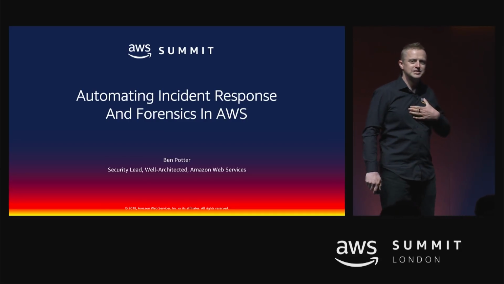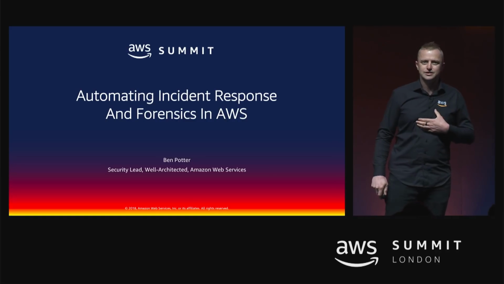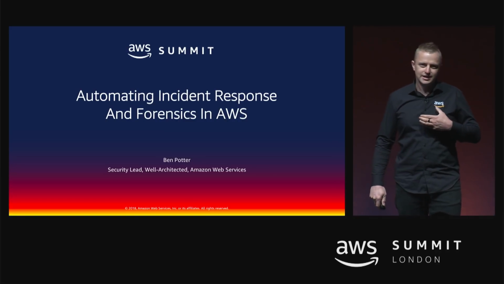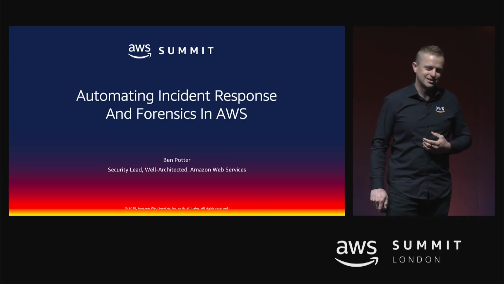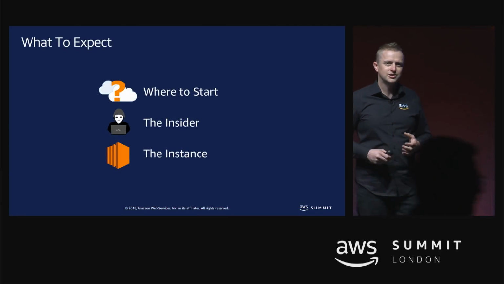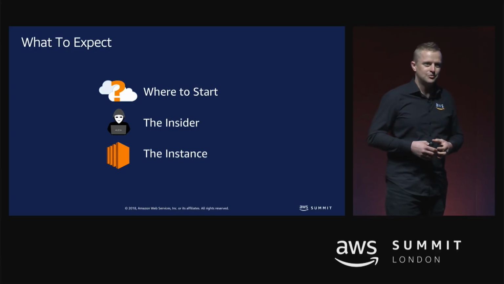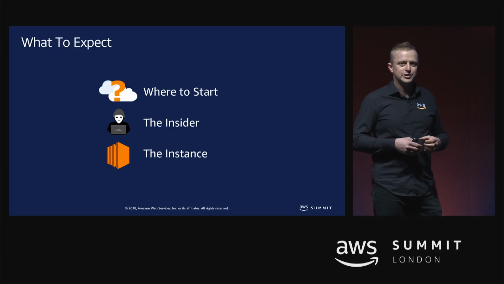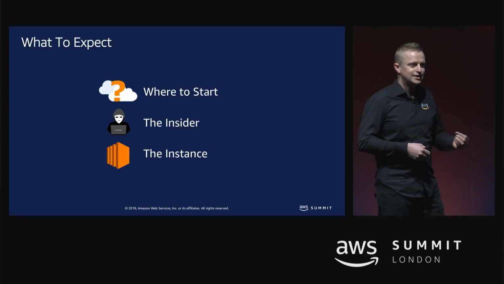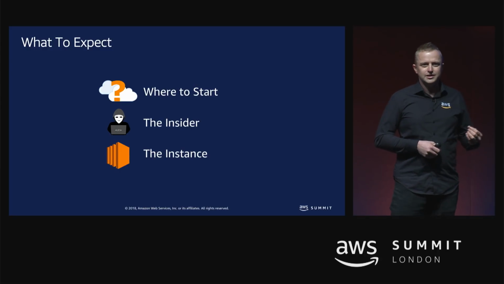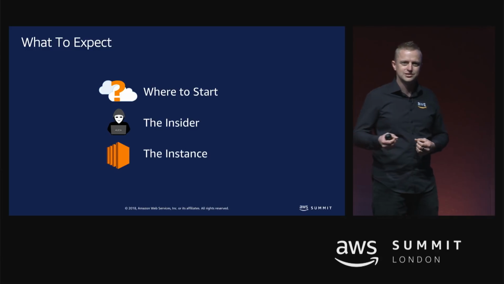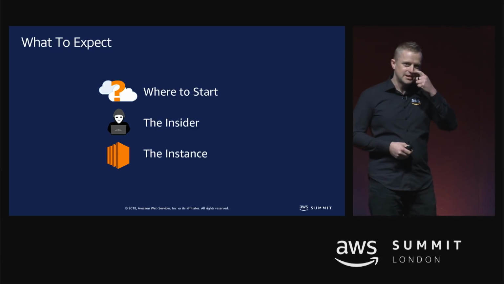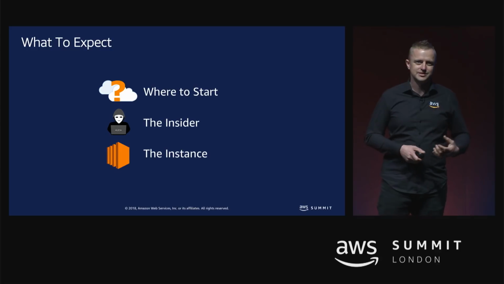So my name is Ben Potter. I'm the security lead for the well-architected framework based out of our Melbourne office in Australia, if you haven't gotten the accent through already. So this session is about incident response and how we can automate. I'll be starting off with how to start your journey, even if you're a fairly mature organisation in terms of incident response processes, perhaps you're a financial institution, or even if you're a startup. I really hope you're going to get something out of this session.